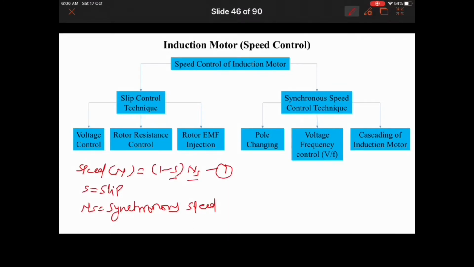So based on this formula, the speed control of induction motor can be done using two techniques. One is slip control technique and the second one is synchronous speed control technique. Slip can be controlled using voltage control method, rotor resistance control method, rotor EMF injection method, while the synchronous speed control technique can be implemented using pole changing method, voltage frequency control method and cascading of induction motor. These two techniques can be used for slip ring induction motor.